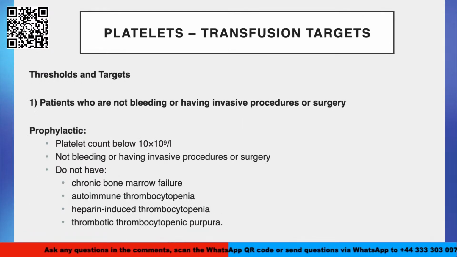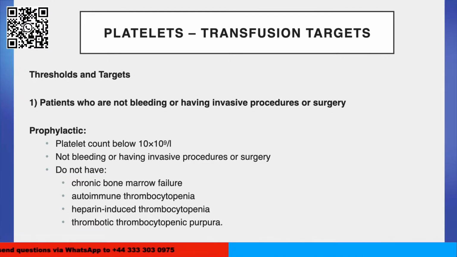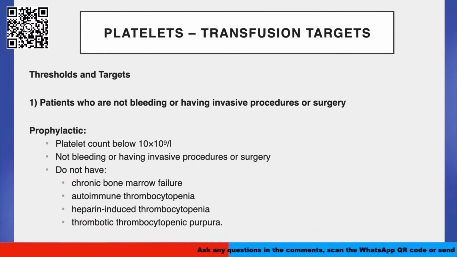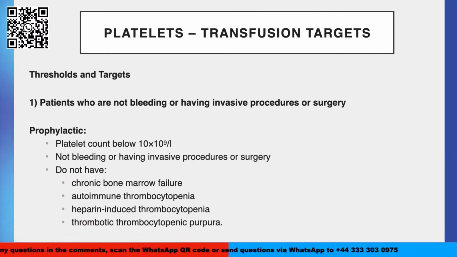When considering transfusion targets and thresholds for platelets, these should be stratified depending on whether the patient is currently bleeding or undergoing invasive procedures or surgery. You might consider a prophylactic transfusion of platelets in a patient whose platelet count is less than 10, who is not bleeding or about to undergo an invasive procedure or surgery and doesn't have chronic bone marrow failure, autoimmune thrombocytopenia, heparin-induced thrombocytopenia, thrombotic thrombocytopenic purpura.